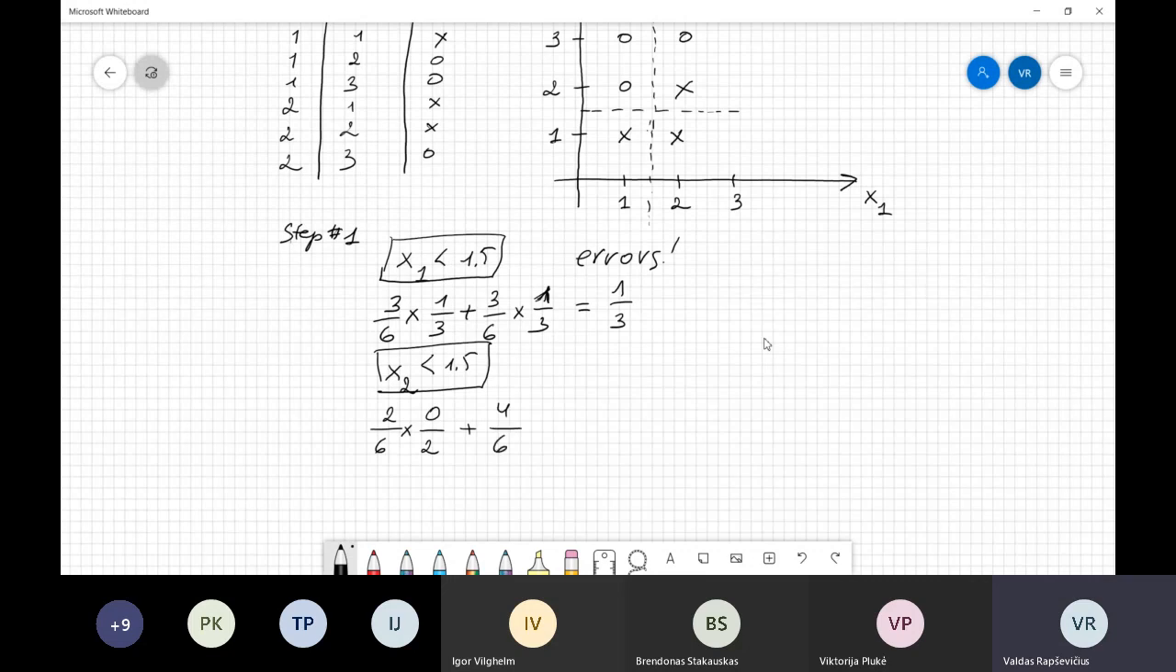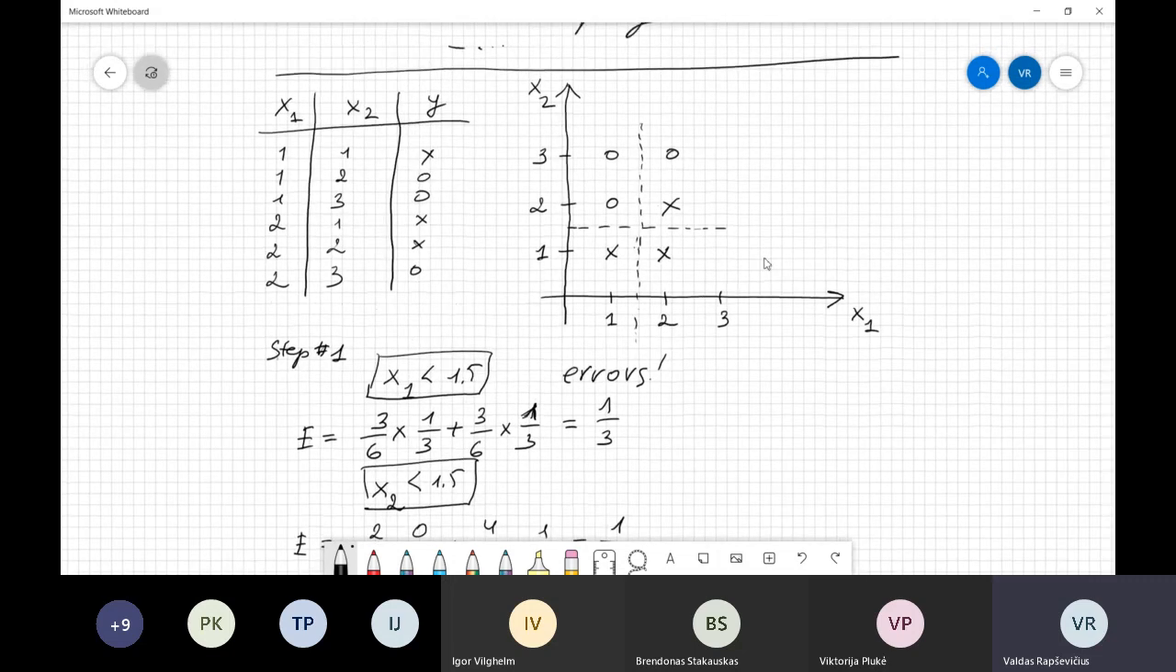On the other side, we have 4 observations, times 1/4, because 1 is an error. Majority class are circles, but 1 of them is an error. So by doing the calculation, this becomes 0, and this is 4 and 6, so this simplifies to 1/6. So this is the impurity for one split, and this is the impurity for the other. So obviously this one is better.